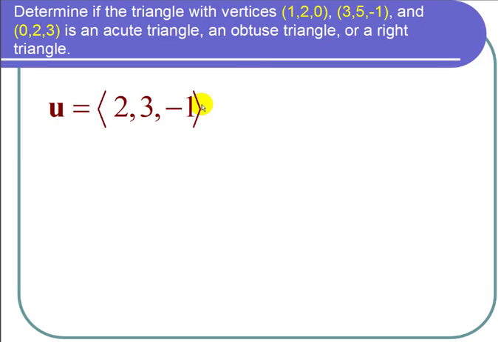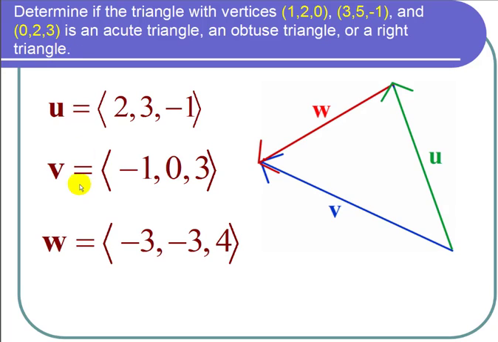Let's call the vector that goes from the first point to the third point v. And that's 0 minus 1 is negative 1, 2 minus 2 is 0, and 3 minus 0 is 3. And then the third vector will go from the second point to the third point. I'll call that w. 0 minus 3 is negative 3, 2 minus 5 is negative 3, and 3 minus negative 1 is 4. So I've sketched a diagram of what that triangle might look like.